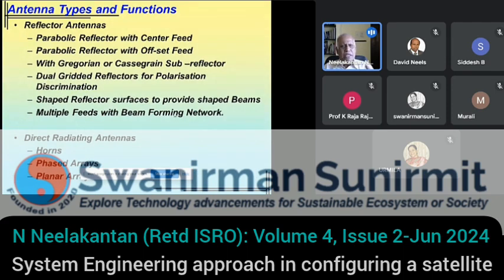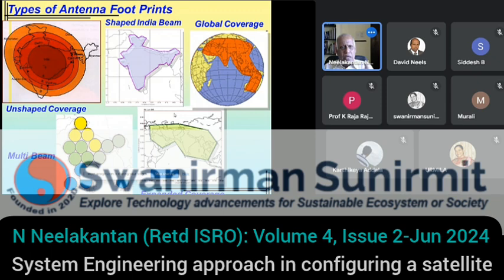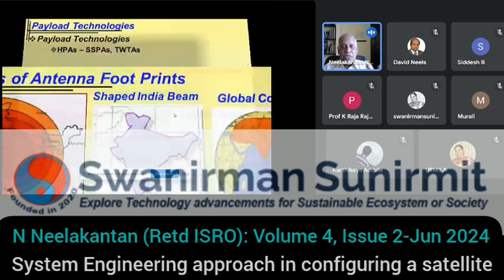There are various types of antennas like parabolic reflectors, center-fed, offset-fed, cassegrain reflectors, dual-gridded for polarization discrimination. That means you can use one set of reflector for both transmit and receive, shaped reflector, unshaped reflectors, multiple feed, multi-beam forming networks, phased arrays, planar arrays, so many varieties are there. As for example, I have shown here a shaped India beam, an unshaped coverage, global coverage, a multi-beam spot beam antenna, expanded coverage, expanded Asian coverage, covering from Middle East to Southeast Asian countries. All these are possible through the use of various types of reflectors and the configuration of the satellite.